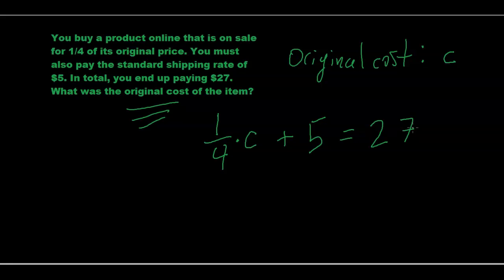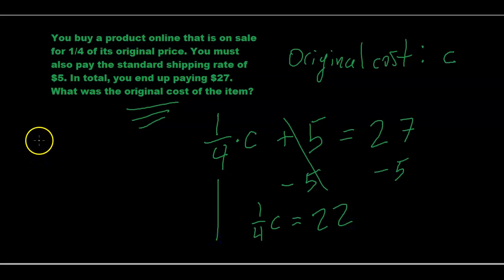This is a relatively simple two-step equation to solve, and once we solve this, we will have our answer. Okay, so let's work on solving this equation. We are going to subtract 5 from both sides here. We're going to get 1/4 times C equals 27 minus 5 is 22, right? All right, so let me rewrite this over here. 1/4 times C equals 22.